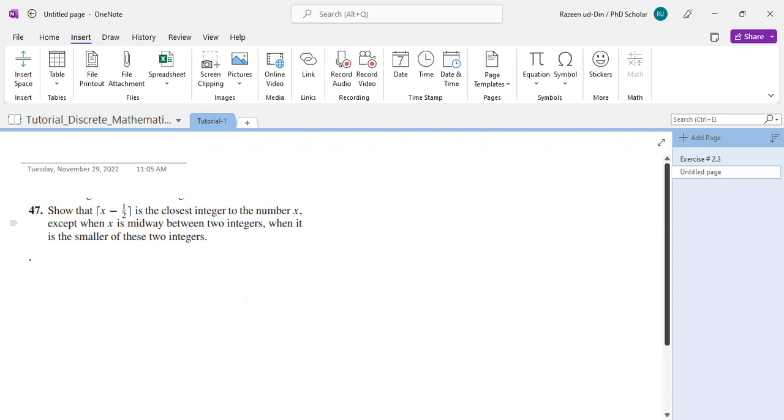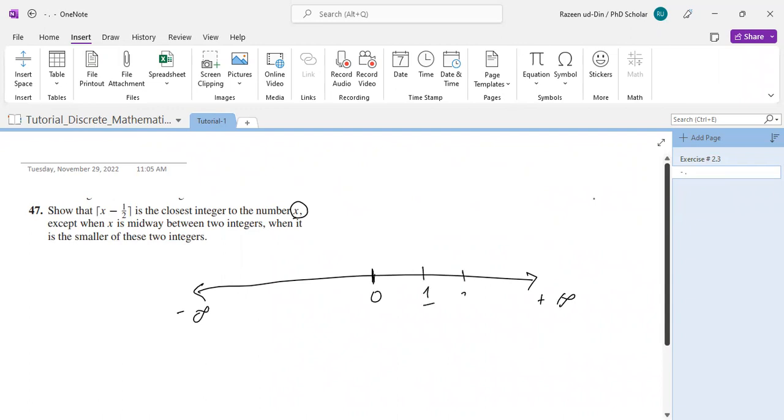Show that the ceiling of x minus half is the closest integer to the number x, except when x is midway between two integers, when it is smaller of these two integers. As we saw previously, this is our real line. These are the integers.